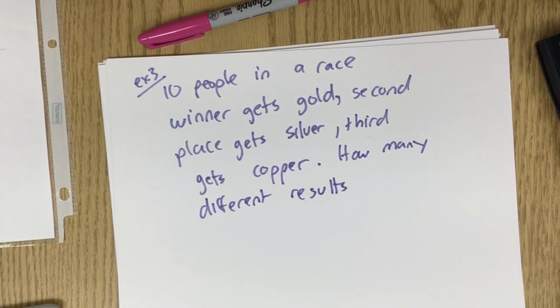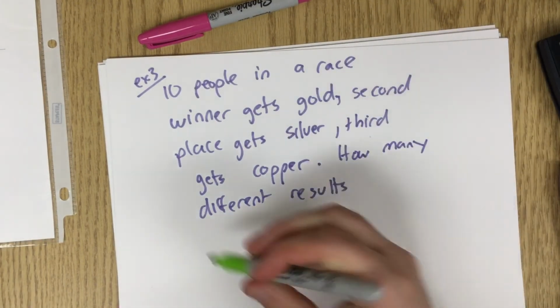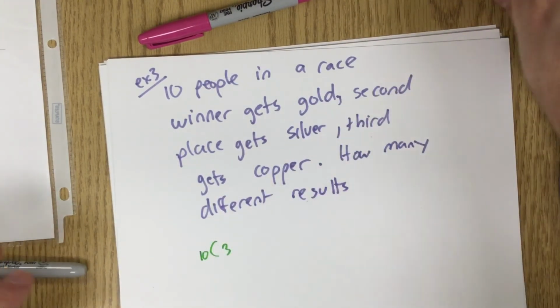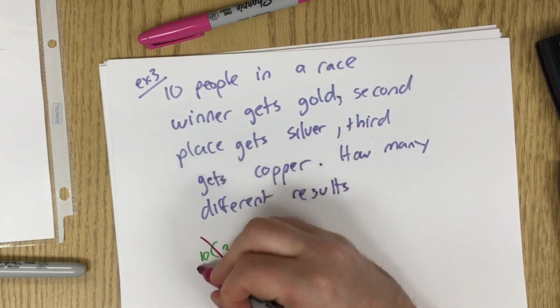So there's 10 people in the race. The winner gets gold. The second place gets silver. Third gets copper. How many different results? And the answer is, of course, 10 choose 3. Nope, it's not. I lied, actually. It is not 10 choose 3. Why is it not 10 choose 3?